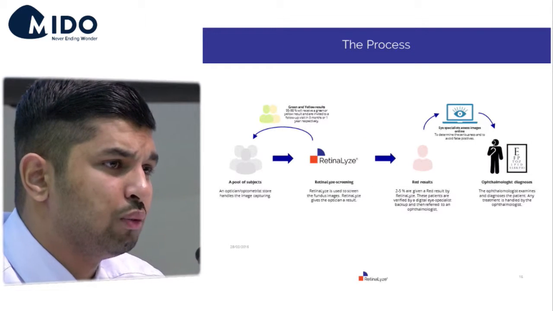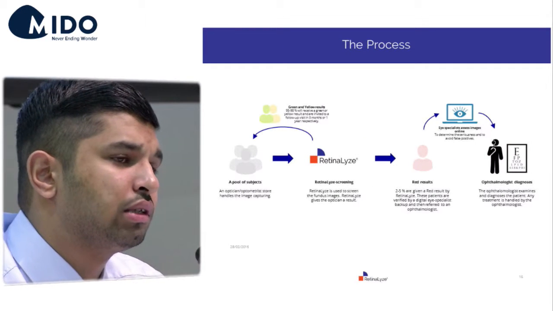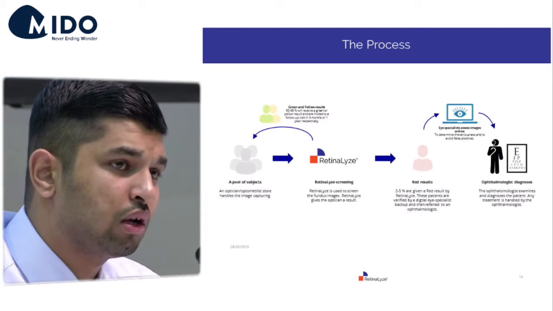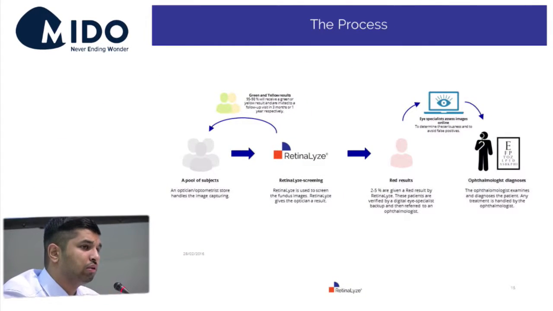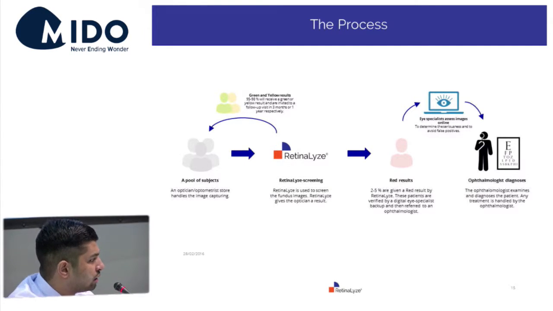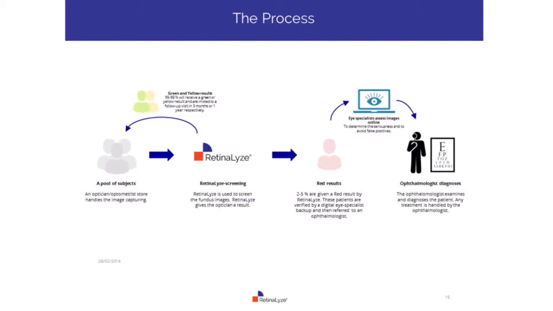So this is the process that we use around the world. The software is actually being used in optician stores by optometrists, by ophthalmologists, and also at hospitals for general mass screening of the population. The process is that we have a pool of subjects, and we do the RetinaLyze screening here. If it's green or red, the result, we ask them to come back in a year or 6 months based on the result. If it's red, we have the result analyzed and verified by an eye specialist in Italy.